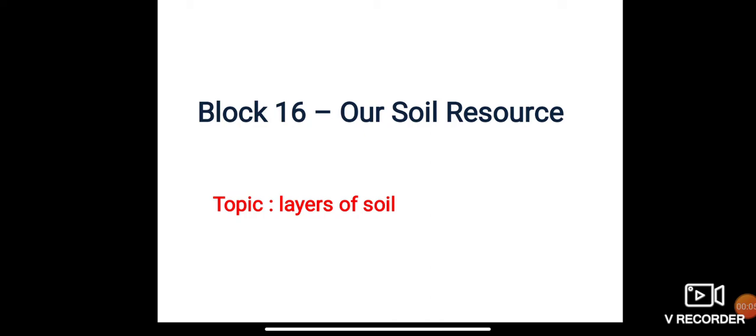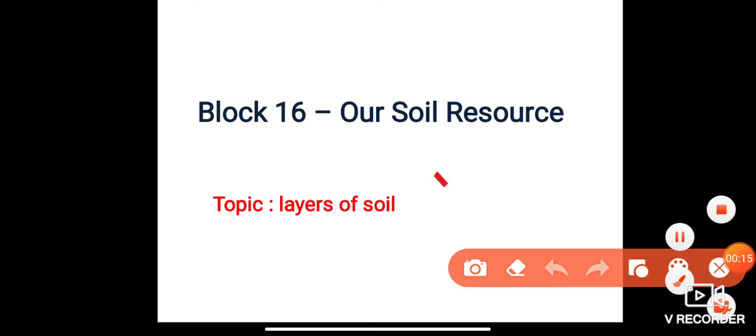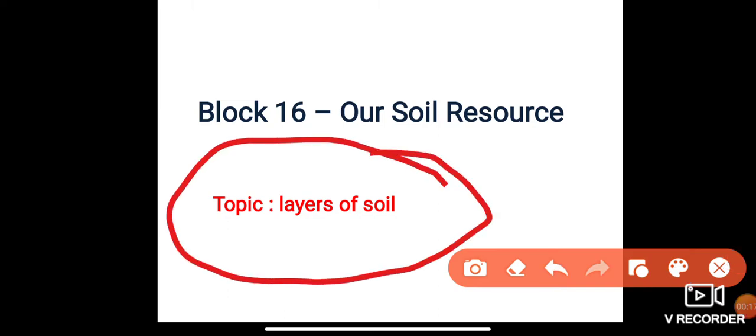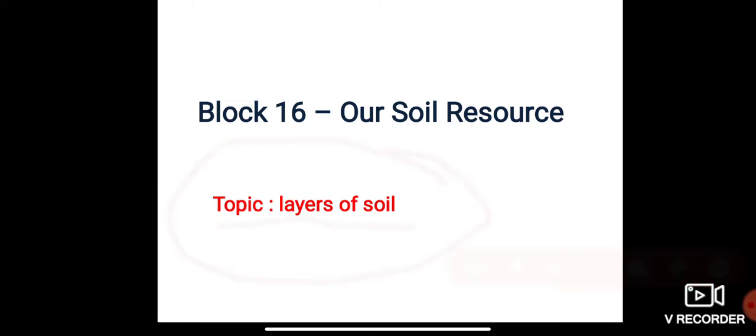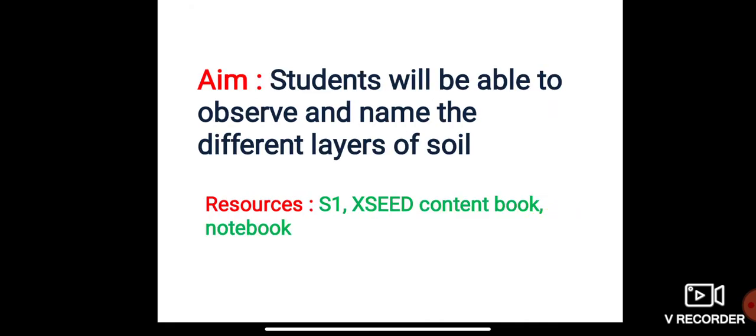So today we will start with a new block, that is block 16, our soil resource. The topic of our discussion for today is layers of soil. The aim for our class for today is that students will be able to observe and name the different layers of soil. And the resources required for today are S1, the content book and notebook.